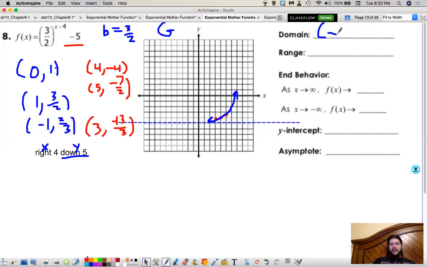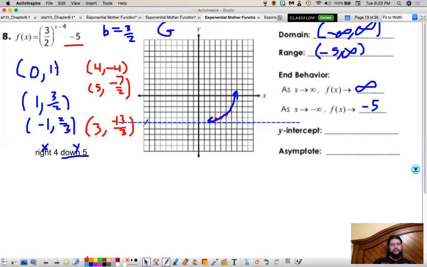Domain has not changed. Range, well, that's definitely changed. It's -5 to infinity. Not inclusive. As x gets really big, y gets really big. As x gets really small, y gets really close to -5. My y-intercept, I'm not sure. It's going to be pretty close to -5, though.